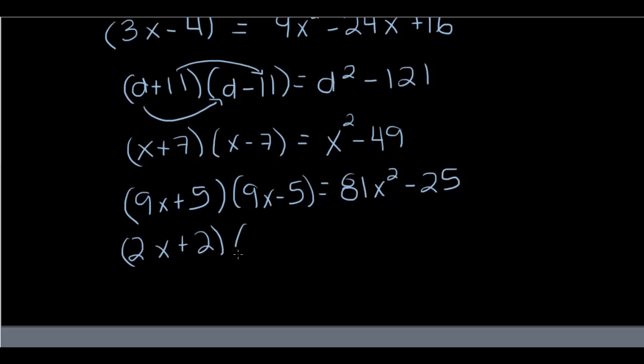Again, pause the video and unpause it once you're done. 2x plus 2 times 2x minus 2. Go ahead and pause the video. Okay, the answer is 4x squared minus 4. And that's it. That's today's lesson.